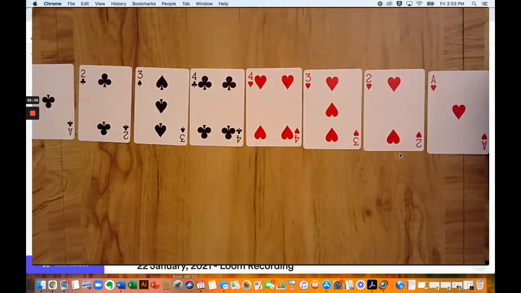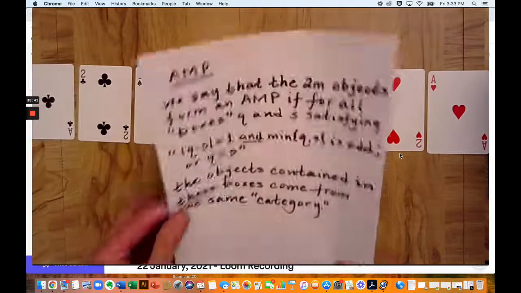The last kind of structure we're going to look at is an AMP. Okay, so what is an AMP?